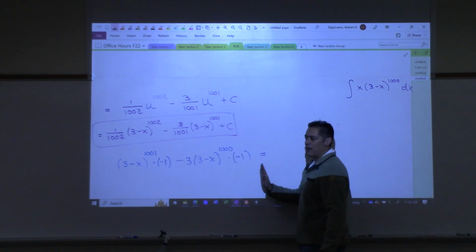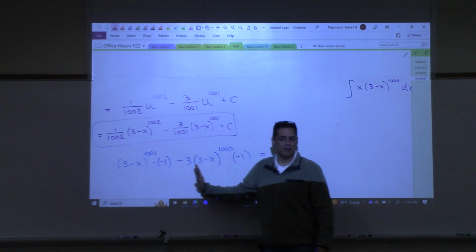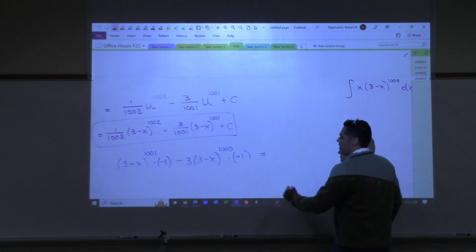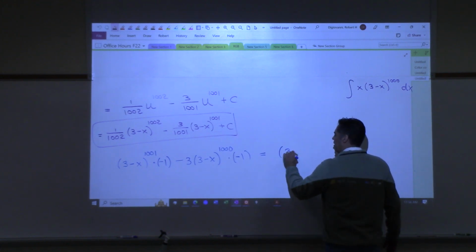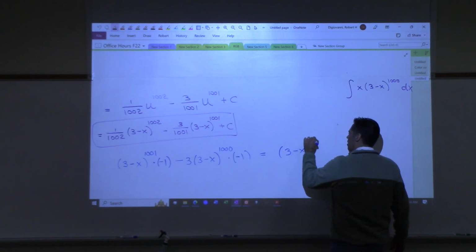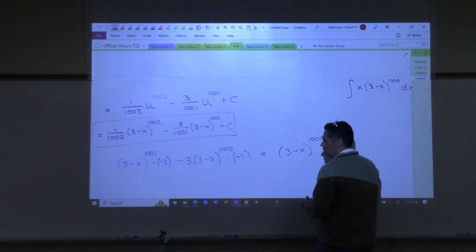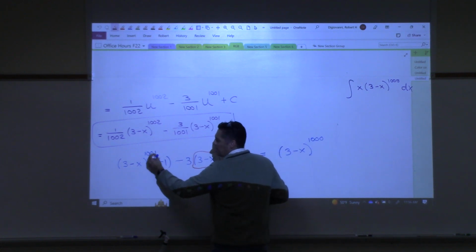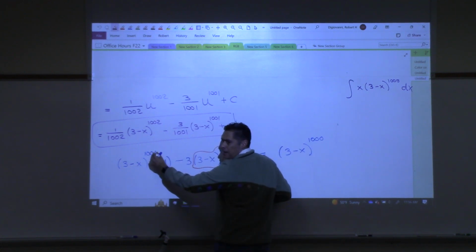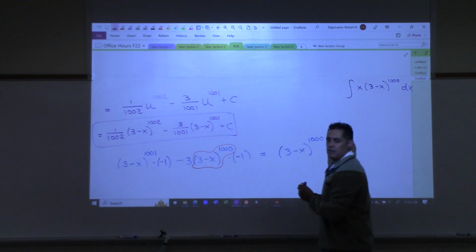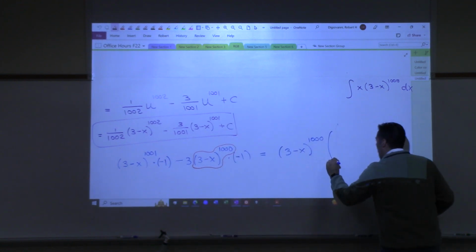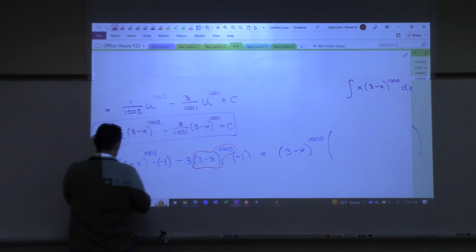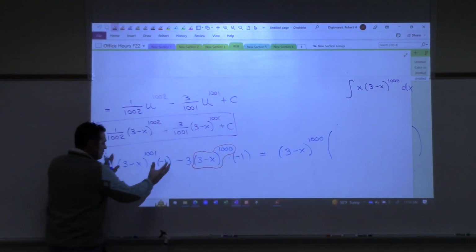I'm going to factor out a GCF from both of these, greatest common factor. Do you agree that both of those have in them a (3 minus x) to the 1000th power, right? It appears here, and then I'm going to be left with one of them, right? I have 1001 of them there. So when I factor that out, what is left when I take (3 minus x) to the 1000th out of this? What's left?